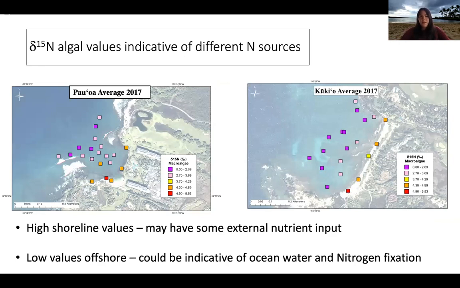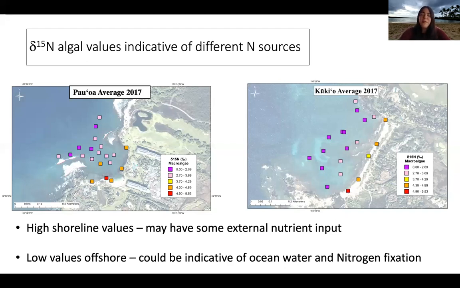So the second part of my first objective was to use stable isotopes, specifically nitrogen-15, in algae to characterize nitrogen sources, because nitrogen sources have specific ranges for certain sources such as sewage and fertilizers. And algae can be used as a bioindicator because they're uptaking this nitrogen and they don't discriminate.